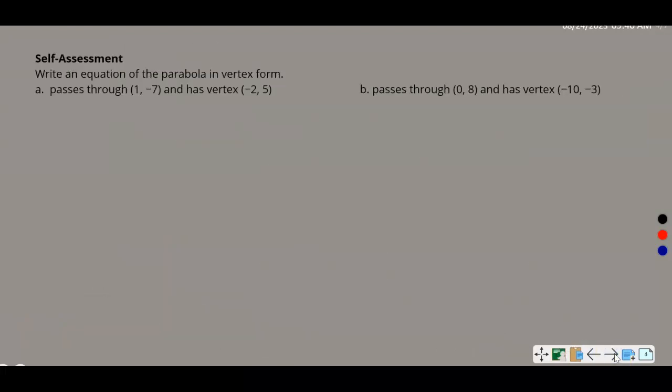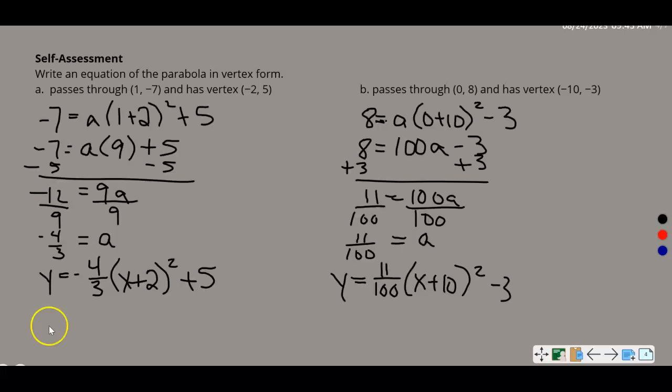Next is a self-assessment. Please take a couple minutes and see if you can write an equation given a point and a vertex. That's exactly what we just did in the last example. There's two problems here. You've got a point, which is your x, y, and your vertex, which is your h, k. Please take a few minutes, pause the video, and see if you can write an equation in vertex form.